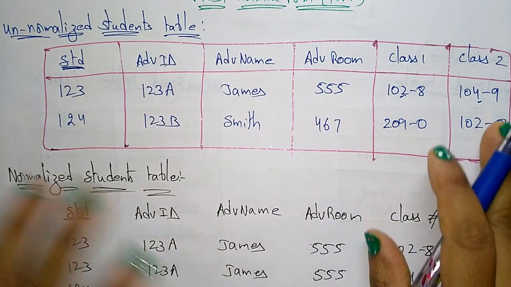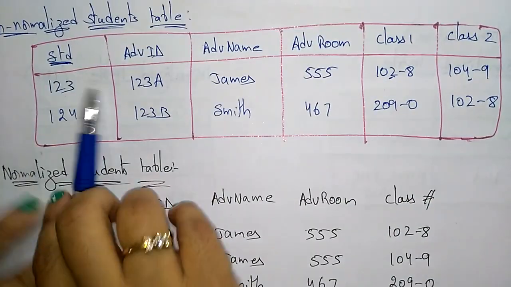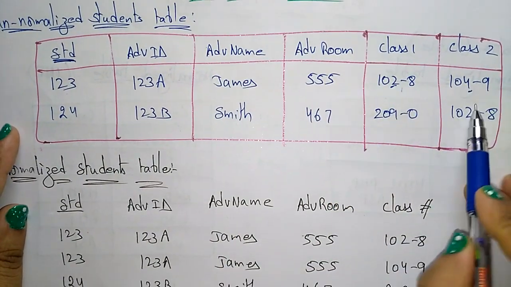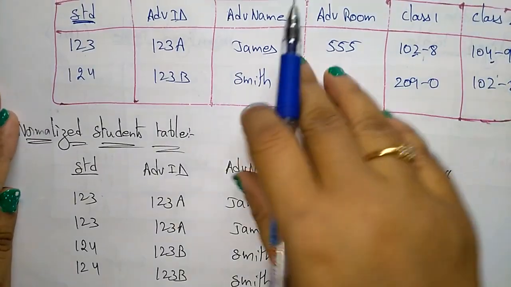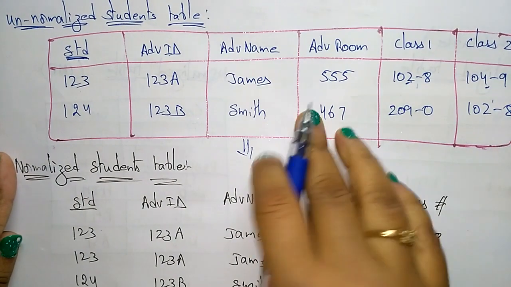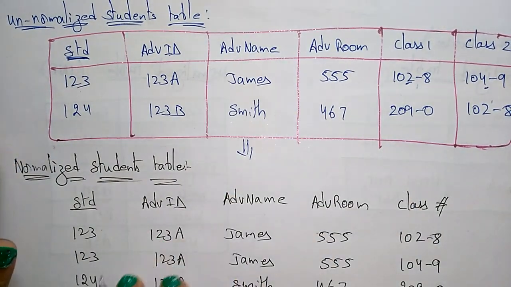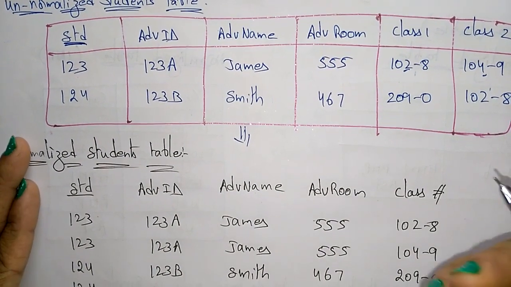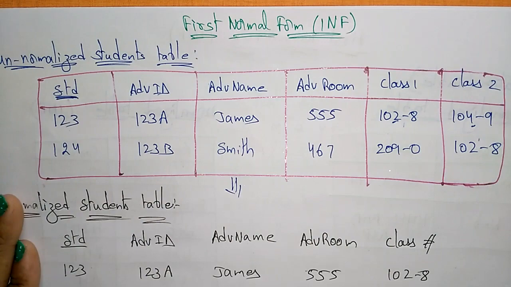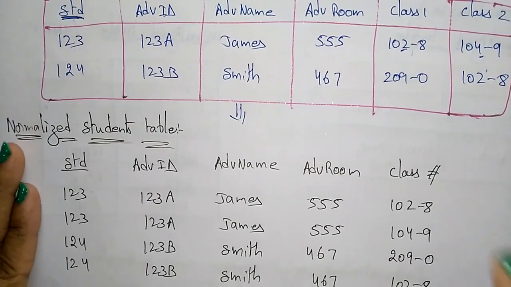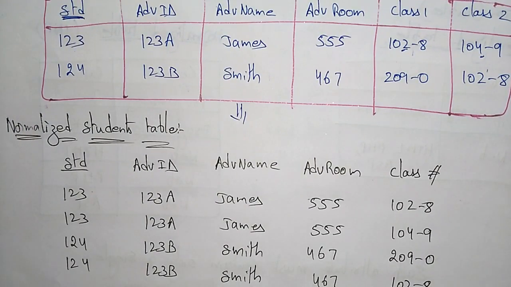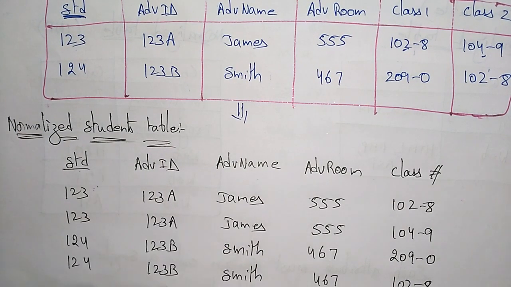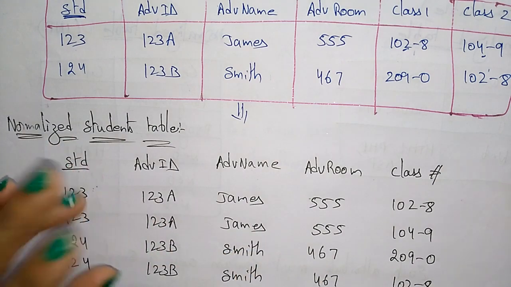By using 1NF. So here we have the student ID, name and the room, the class 1 information and the class 2 information. Now I am going to decompose this table into a normalized student table. Normalizing means decomposing the table by reducing the redundant data using first normal form. The first normal form means you have to follow rules like it should hold the primary key, the first thing. So I have taken the student as a key.